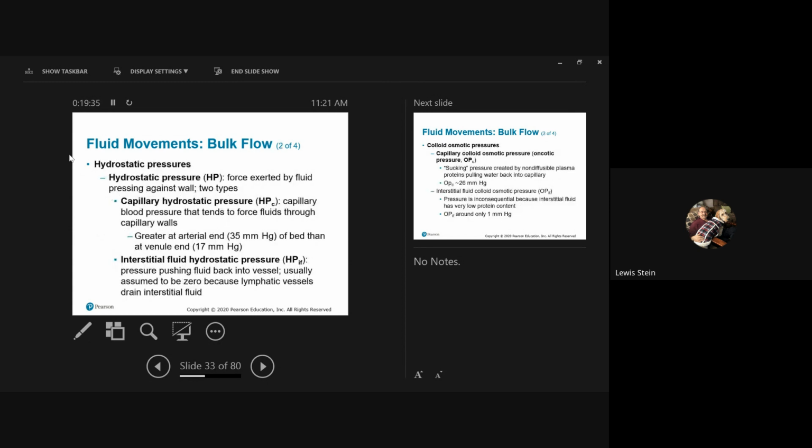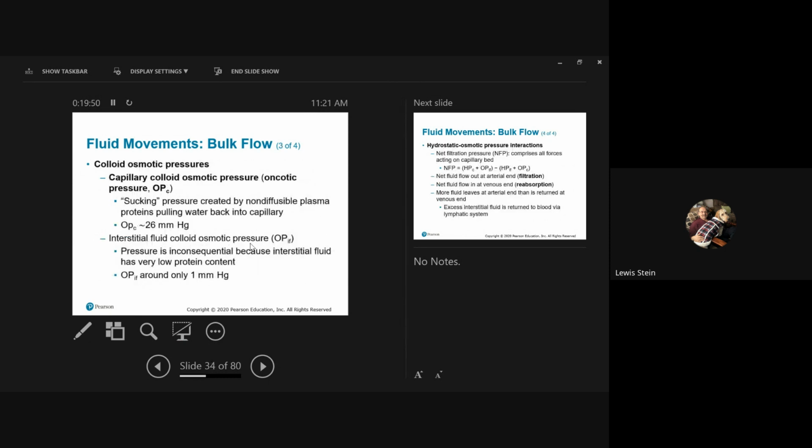So this is what it is. Hydrostatic pressure, blood pressure, at the arterial end is about 35. When everything flows out, it goes down to 17. Is there some pressure in and around the capillaries? For sure, but it's relatively small.